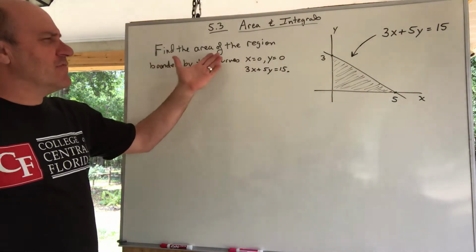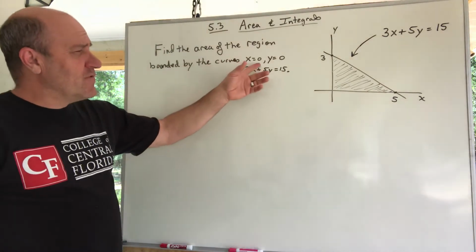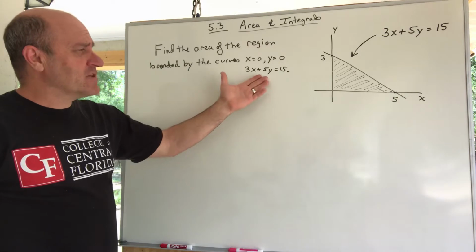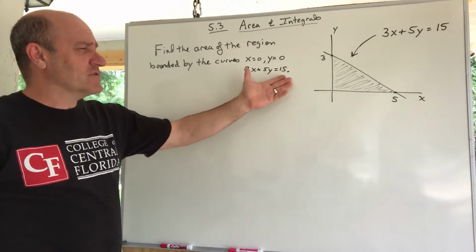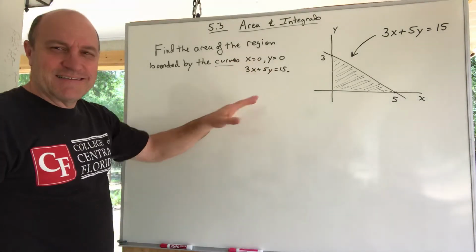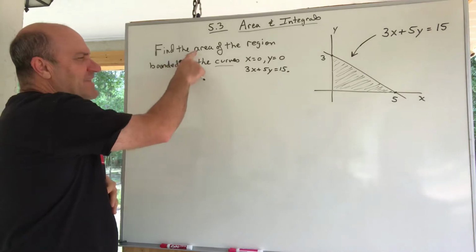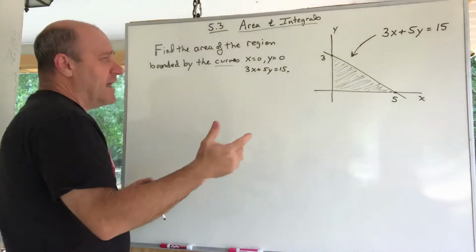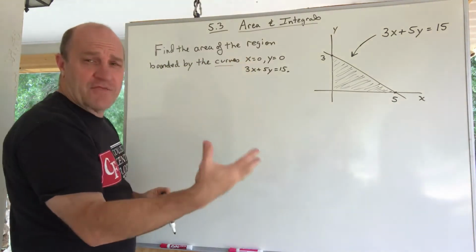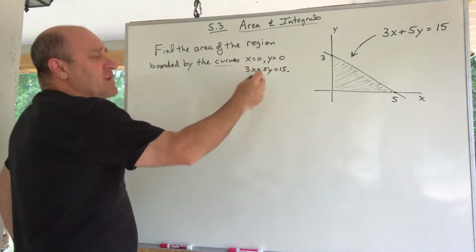Find the area of the region bounded by the curves x equals 0, y equals 0, and 3x plus 5y equals 15. You know, I called them curves, but these are all straight lines. But this is the proper way to word this question. I want to find the area, and when you find the area, you're finding the area of a region in the xy plane, and these are the boundaries of the region.